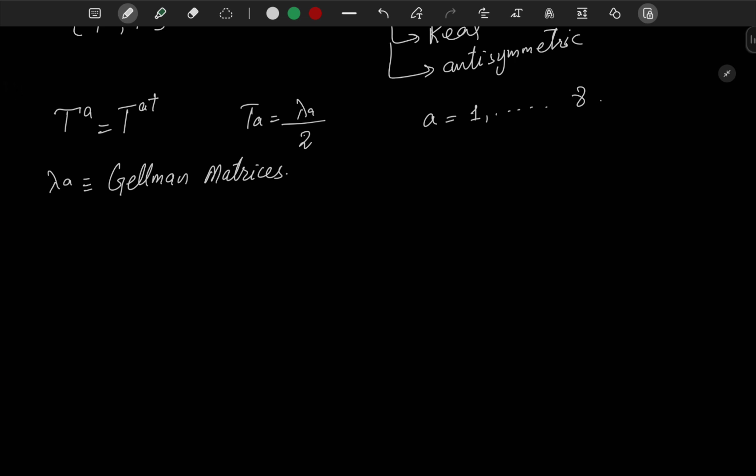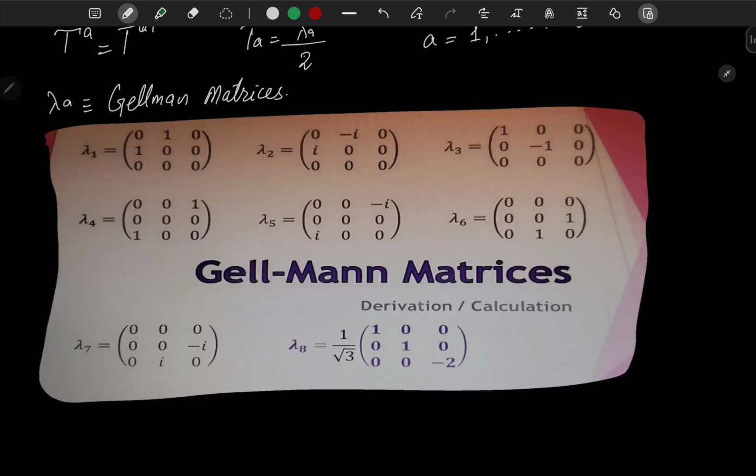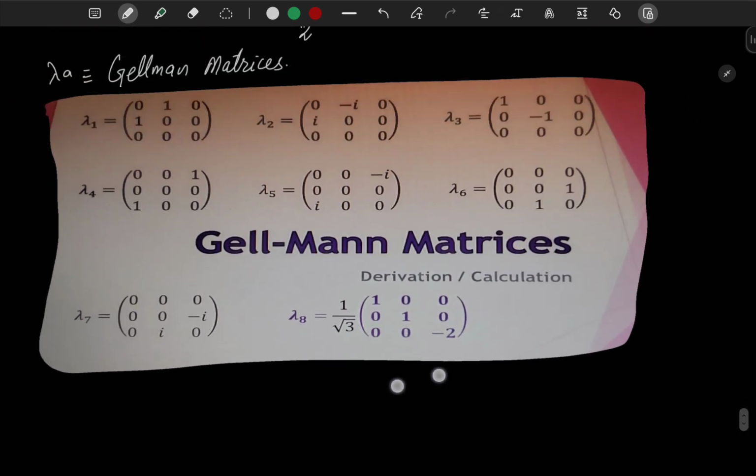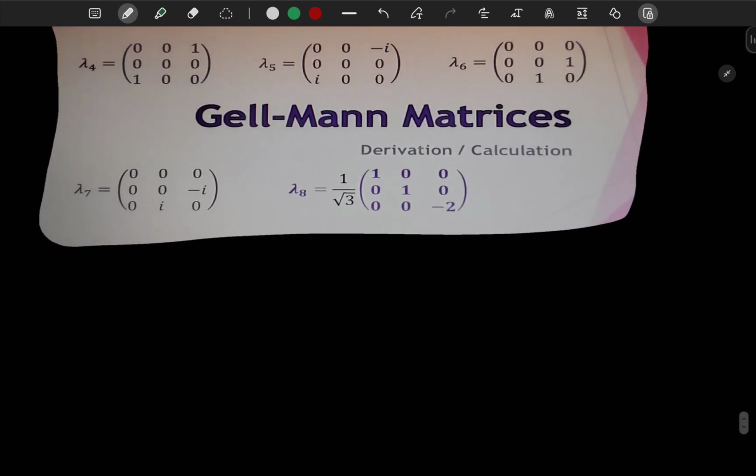So I'm going to do it quickly. Okay, so I was going to write them all, but then I thought, why not take a picture and paste it here. Okay, so these are lambda_a. These are the Gell-Mann matrices.